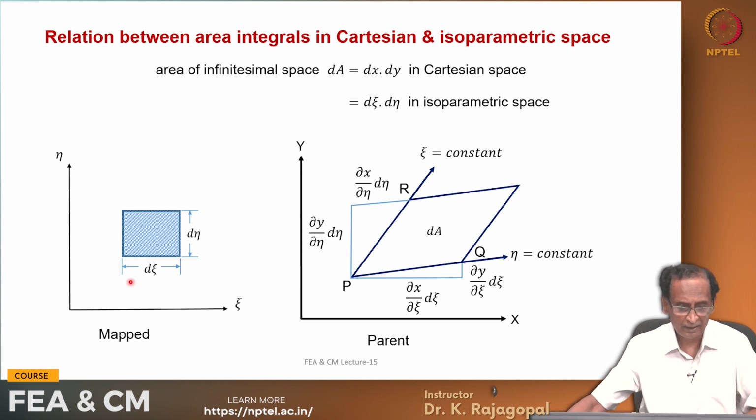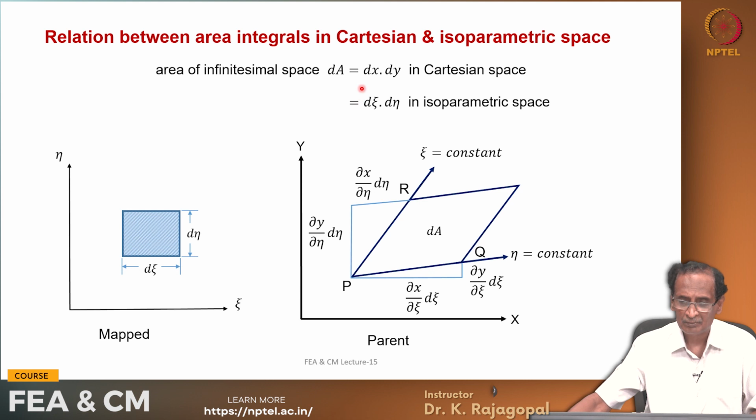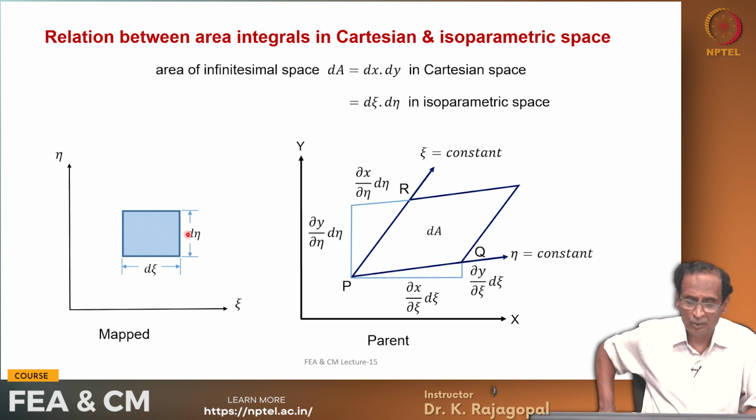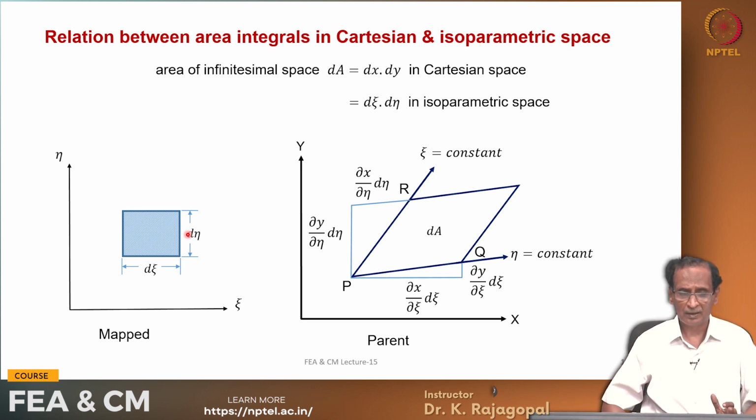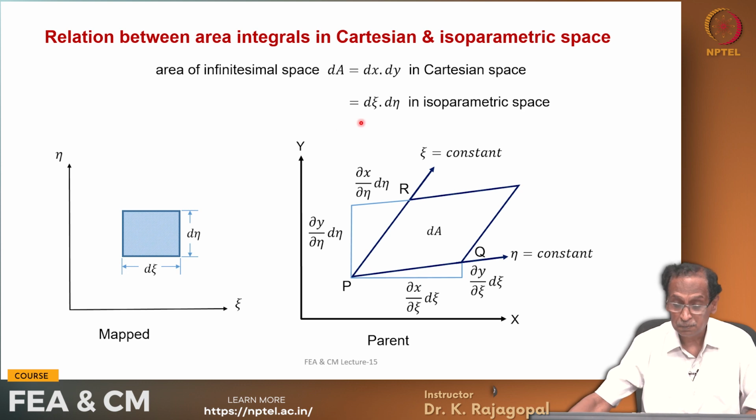Okay. So, let us take an infinitesimal element dA of dx dy in the Cartesian space, and in the isoparametric space d xi d eta. And now we want to establish a relation, or the scale factor, between dx dy and d xi d eta, right? And how do we do that?